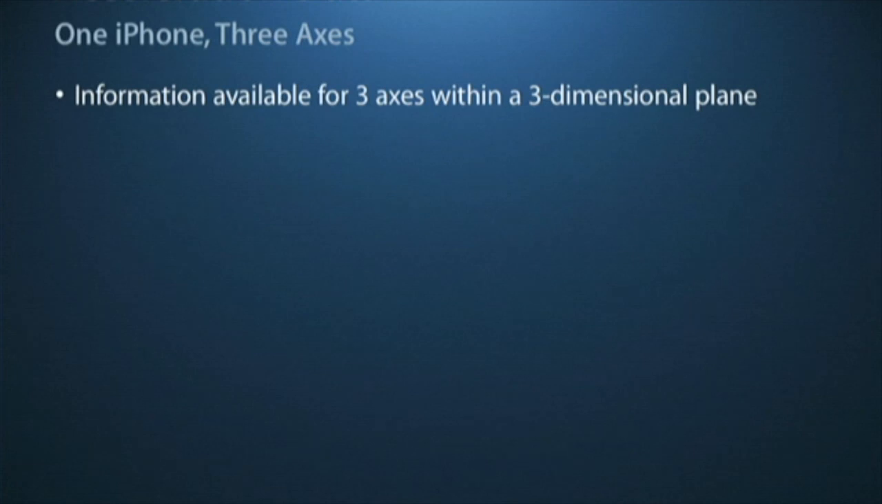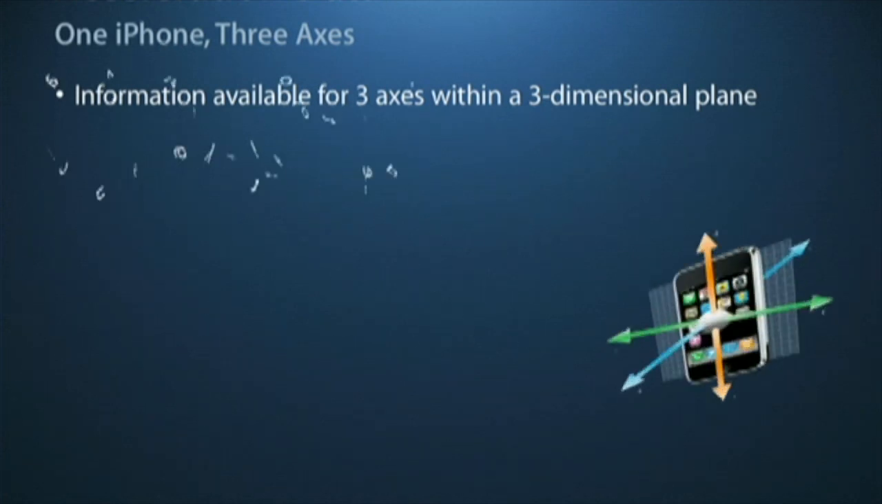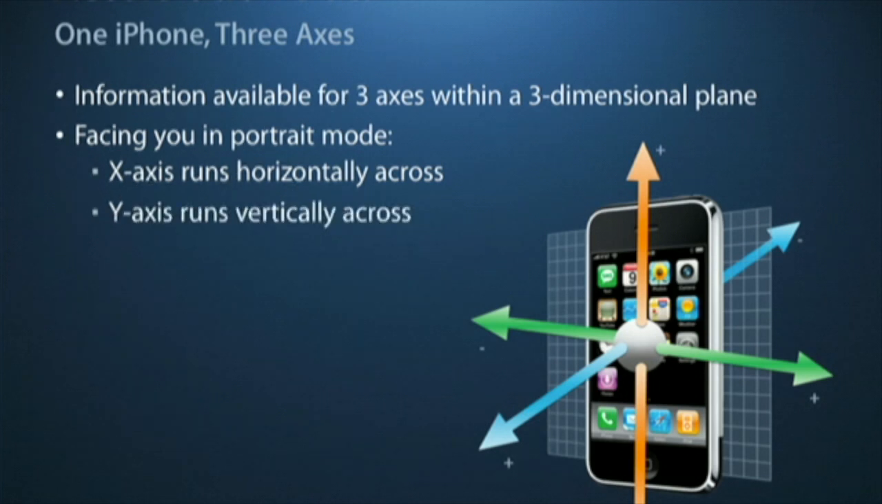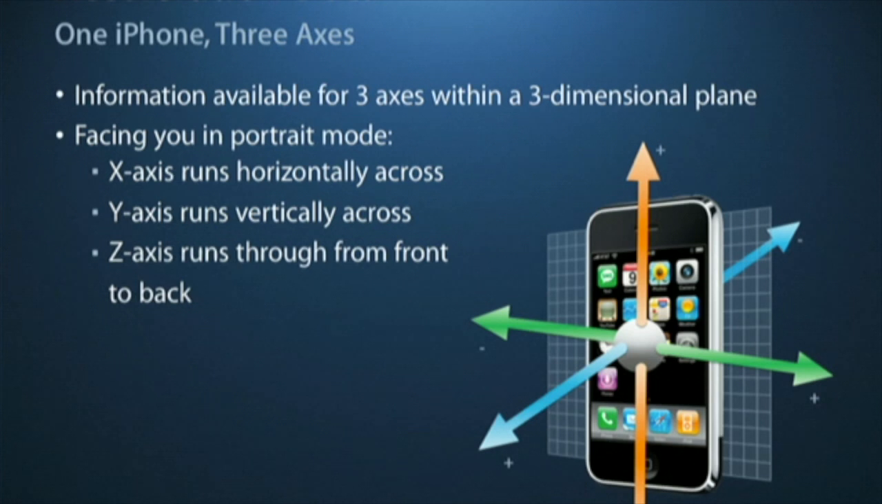Information from the accelerometer is available for 3 axes within a 3-dimensional plane. When iPhone is facing you in upright portrait mode, the x-axis runs horizontally across the middle, the y-axis runs vertically across the middle, and the z-axis runs from front to back through the device. Note that values can be negative or positive depending on where they fall within this 3-dimensional plane.